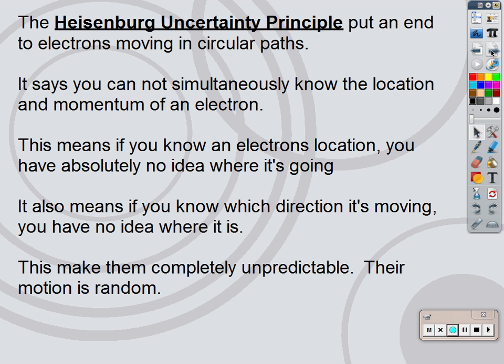Electrons will do much the same thing. Sometimes they're moving to the left, sometimes to the right, sometimes up, sometimes down. Sometimes a little closer, sometimes a little further away. Sometimes they leave. They usually come back because of that attraction they have to the nucleus. Their motion is completely and totally unpredictable.